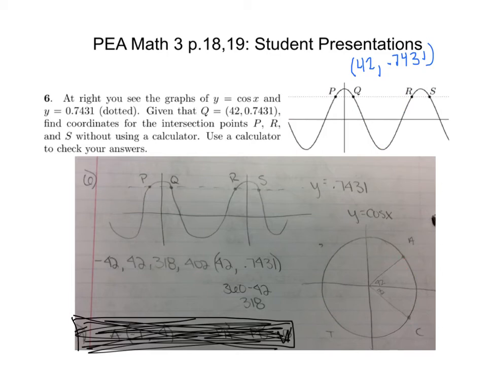Now remember that cosine is positive in just these two quadrants right here, quadrant 1 and 4. So that's why it takes so long to go from quadrant 1 to 4, but then from 4 to 1 is pretty short. So P, what would that be? If we're going backwards, -42. So there's your points P, R, and S.